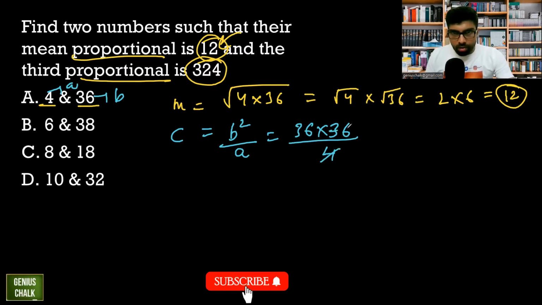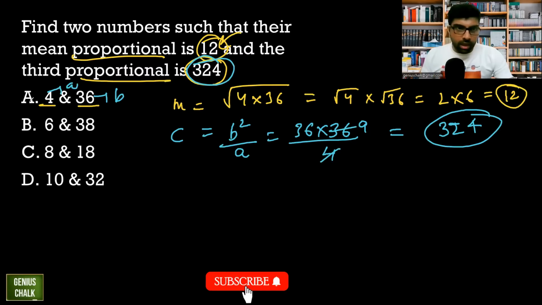So B square by A, that is 36 into 36 by A. A is 4. So 4 9s are 36, 9 6 54, 27 plus 5, 32. So this is 324, and that is what the question is also saying. That means this A option is my answer. This is the technique to solve this question by using option. So this is the best technique. If you take any other option, the question will not be satisfied.